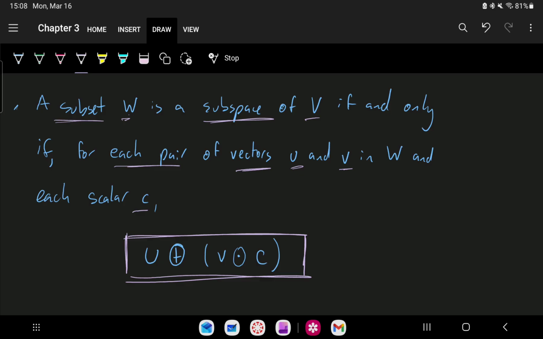But this is going to be really handy, right? Because now we don't need to individually check vector addition, we don't need to individually check scalar multiplication, and we don't need to individually check all of the other 8 axioms. If this right here is true for a potential subspace, it is automatically a subspace. So that's going to be kind of handy.